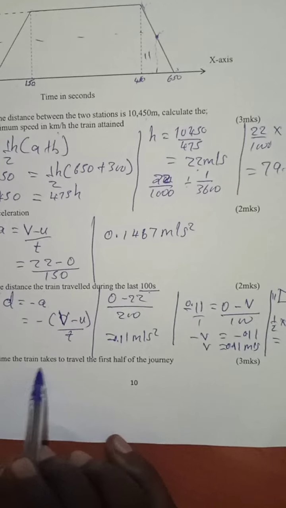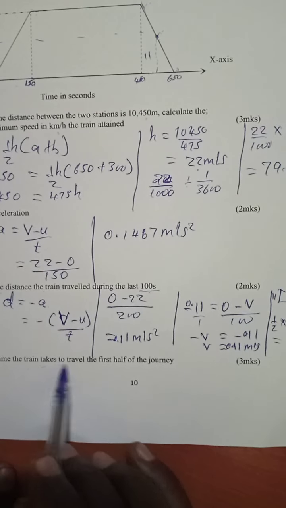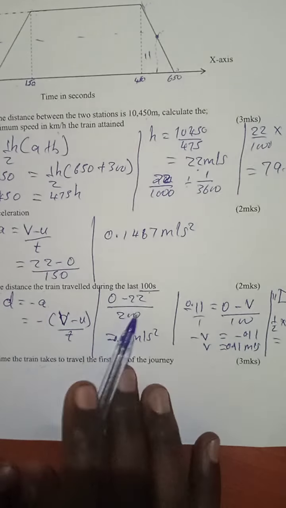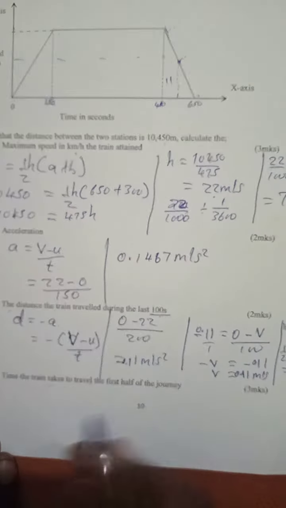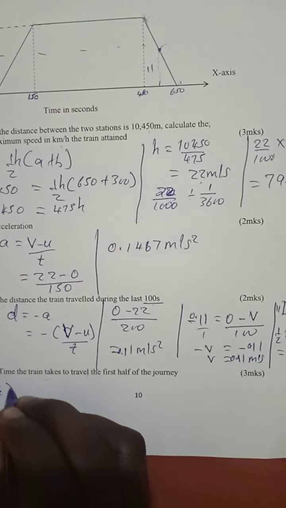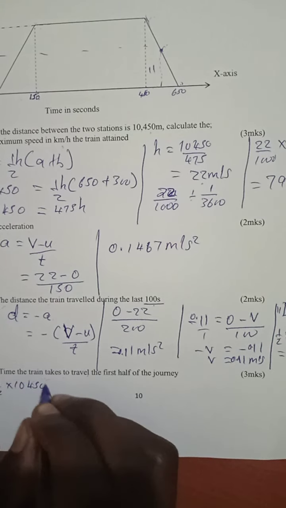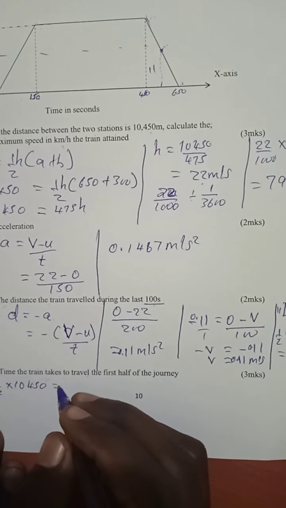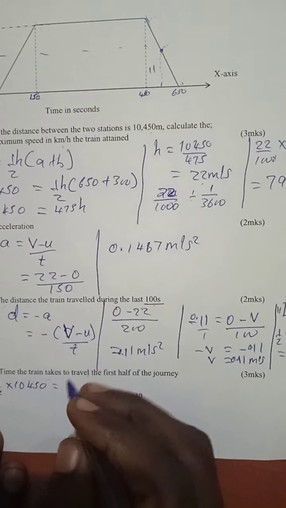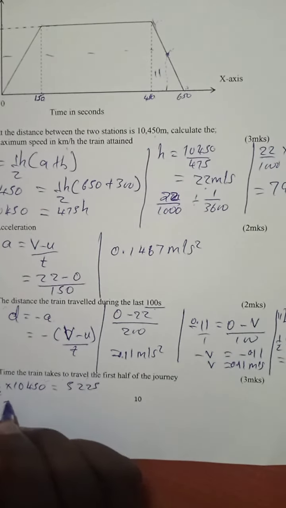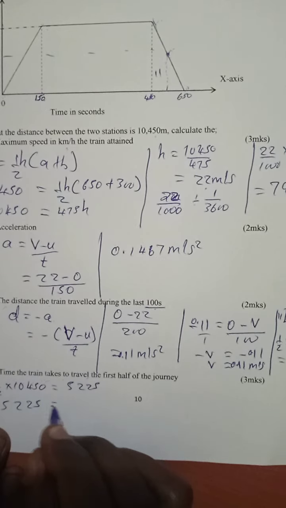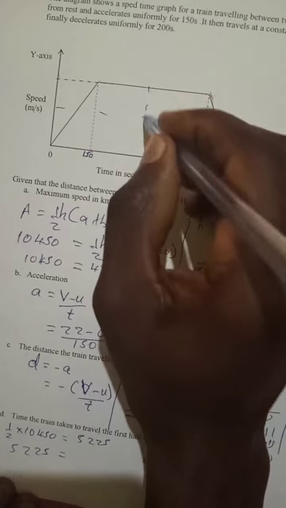Then the time the train took to travel the first half of the journey. You know that the total journey is 10,450. Therefore, a half of the journey is a half times 10,450. That gives us 5,225 from the calculator. That means 5,225 is the same as half of this journey. So you can say a half is at this position.